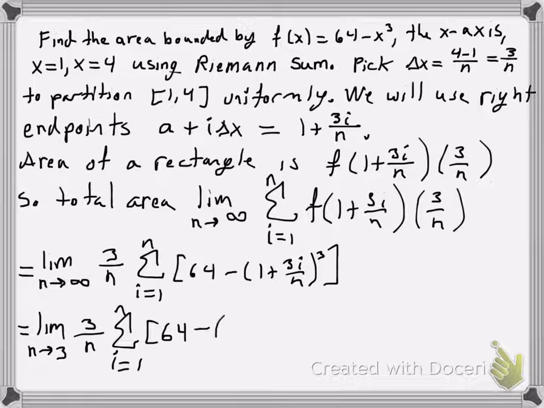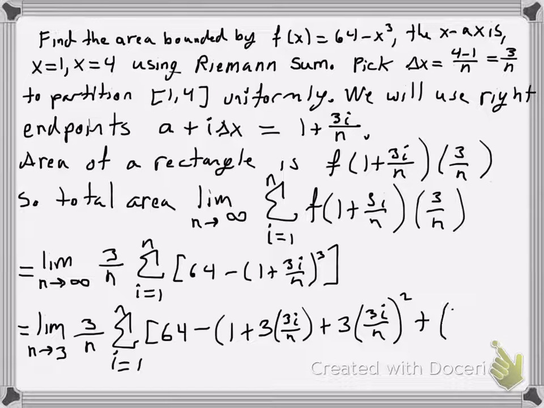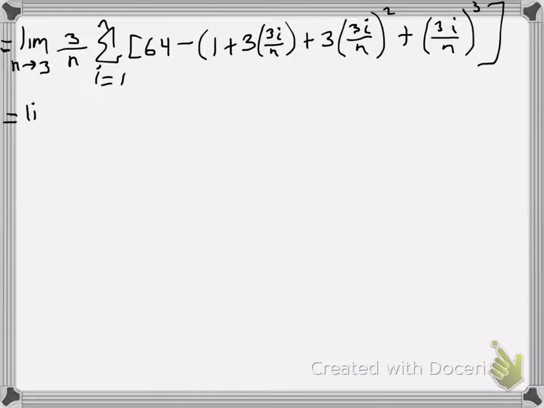And we're going to go ahead and expand that. So it's going to be minus 1 plus 3 times 3i over n to the first power, plus 3 times 3i over n squared, and then plus 3i over n cubed. That's just using the binomial theorem. We're obviously out of room, and this one has a lot going on, so we're going to go on to the next slide. And there it is again.